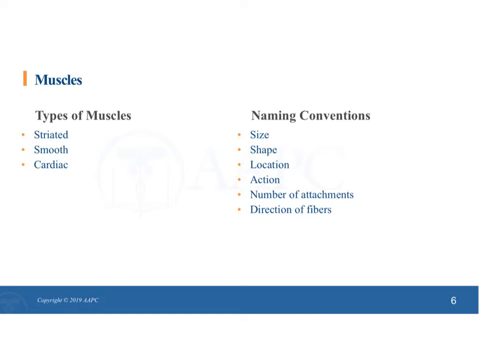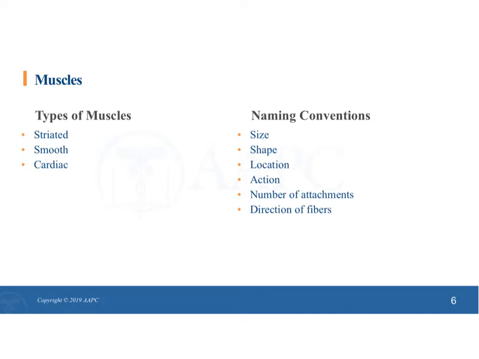Muscles are generally named based on characteristics such as size, shape, orientation of fibers, location, the number of origins, and muscle action. For example, size. Vastus is huge. Maximus is large. Longus is long. Minimus is small.